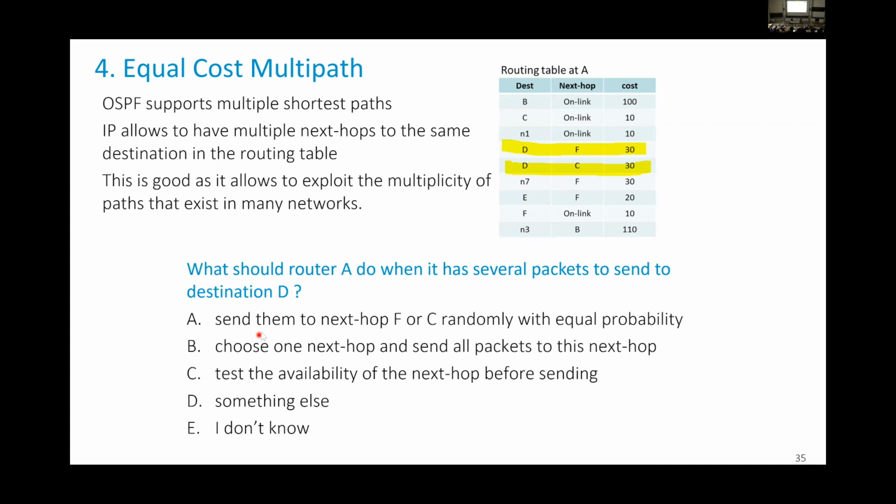So what are the things we could do? Send them to next hop randomly with equal probability, or pick one next hop and send everything to it, or test the availability of the next hop before sending. Well, testing the availability of the next hop before sending is probably something that OSPF should do with the Hello protocol, so probably that's not a good option. But the rest here is not so clear. So what is the correct answer?